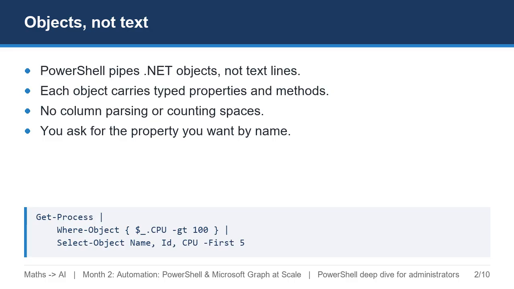The single biggest shift coming from bash or command prompt is this: PowerShell pipes objects, not text. When you run Get-Process, each process is a full object with properties and methods. You never parse columns by position. You just ask for the property you want, like CPU or ID. Get-Process piped into Where-Object piped into Select-Object reads almost like a sentence.